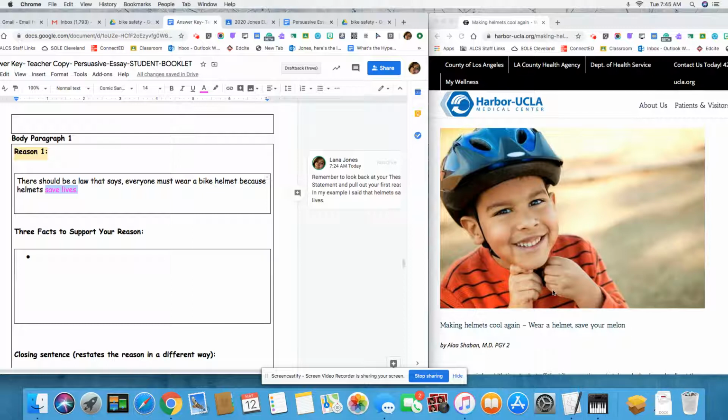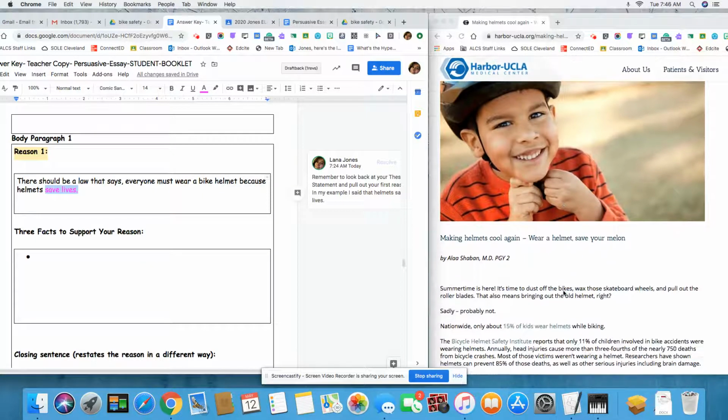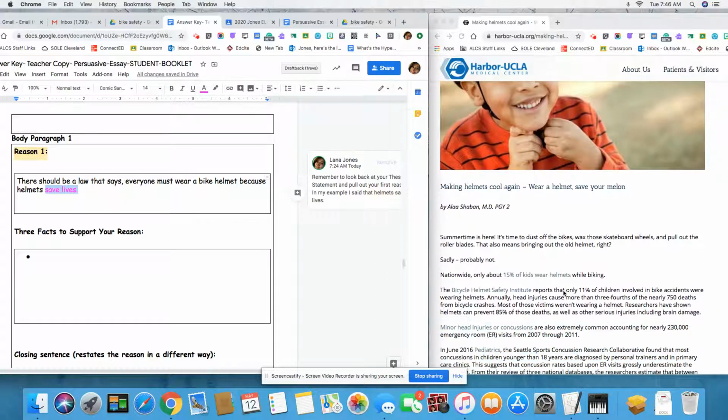Okay. So Making Helmets Cool Again. Wear a helmet, save your melon. All right, so now I need to find some support in this article, something to support that wearing a helmet saves lives.